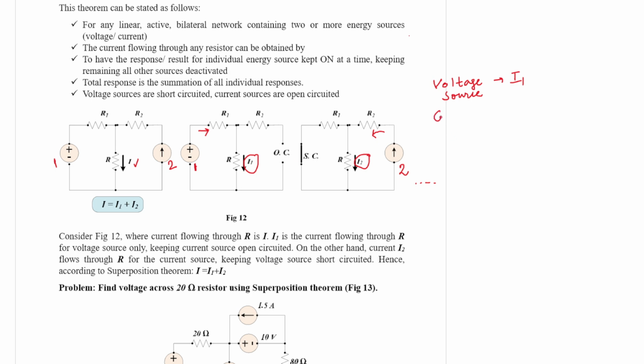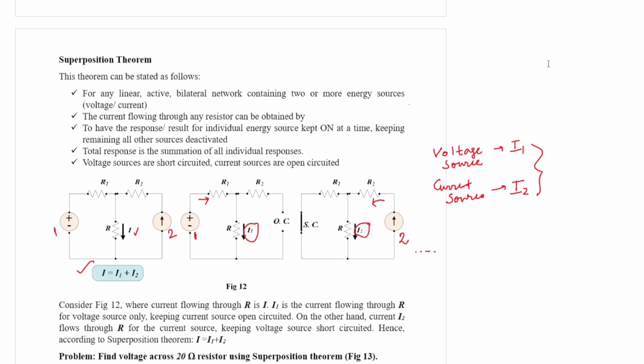And when the current source is the active source, its response is I2. The superposition theorem tells you that if you sum these individual responses, it will be the total response. So the total response is equal to the summation of individual responses. So I must be equal to I1 plus I2. This is the statement of the superposition theorem. It is given in split manner.